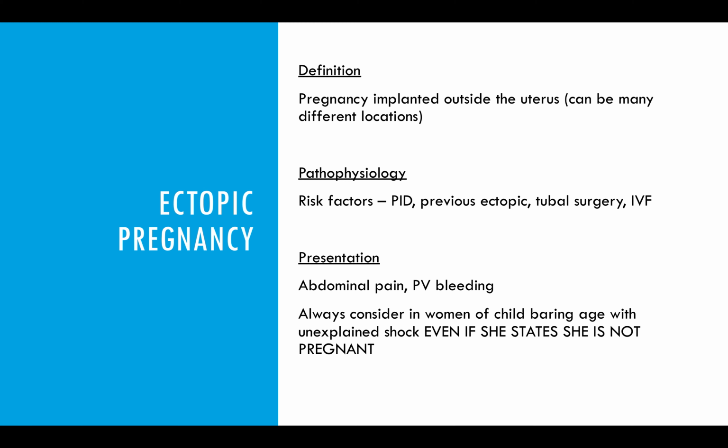They often present with abdominal or pelvic pain. They may have PV bleeding. Now, any woman of childbearing age with unexplained shock, sudden collapse, anything like that, you have to consider ectopic pregnancy, and they need rapid transport and assessment at hospital. Now, I put it in bold or capitals here: even if they say they're not pregnant. So essentially, we always ask the question. If we're worried, we never believe the answer until we've done a pregnancy test and proven otherwise.